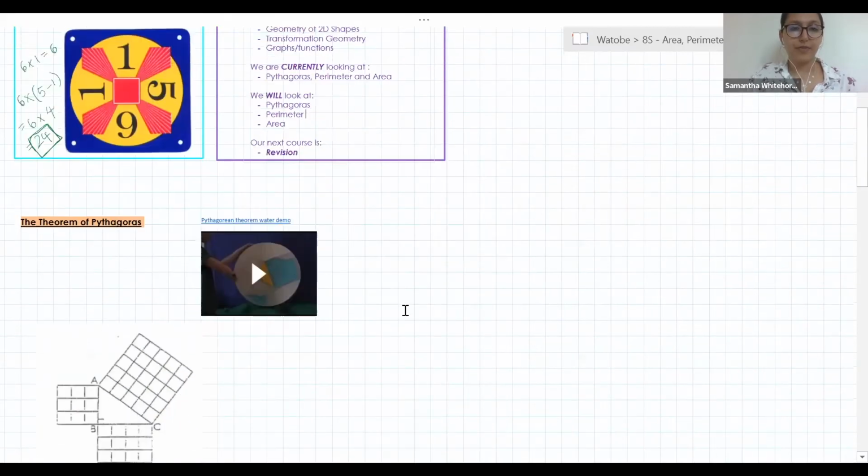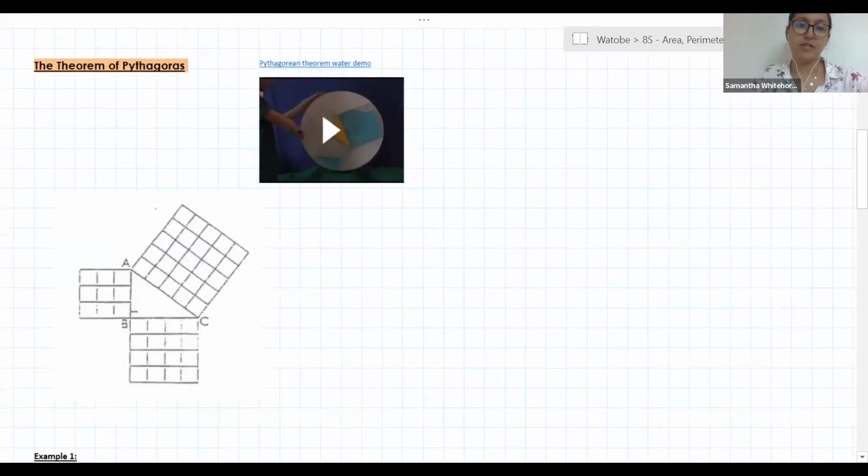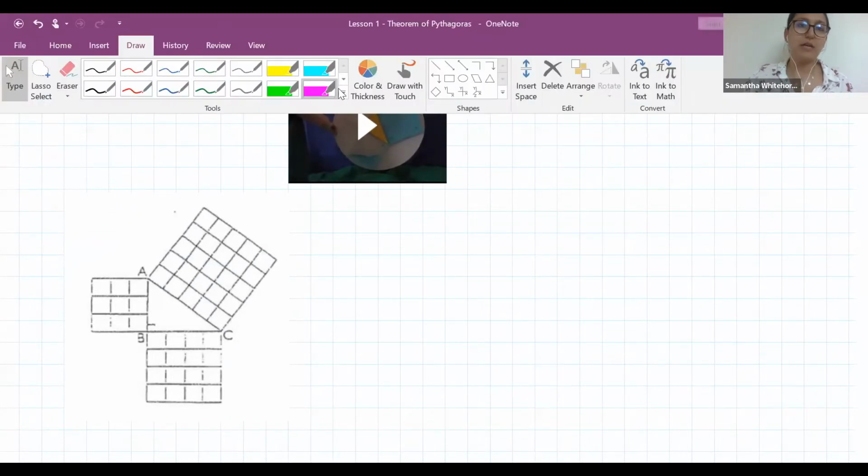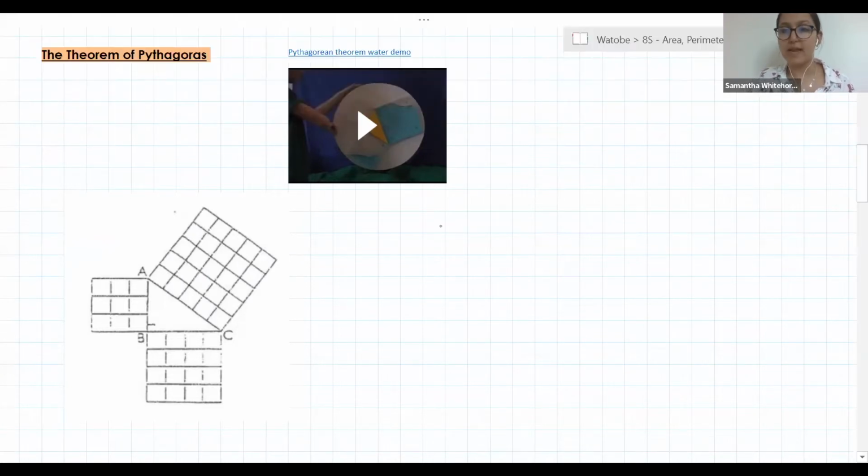Alrighty, so the theorem of Pythagoras. What is the theorem of Pythagoras? Essentially, this mathematician, Pythagoras, many years ago, came up with a theorem that allows us to find the length of any side in a right angle triangle.